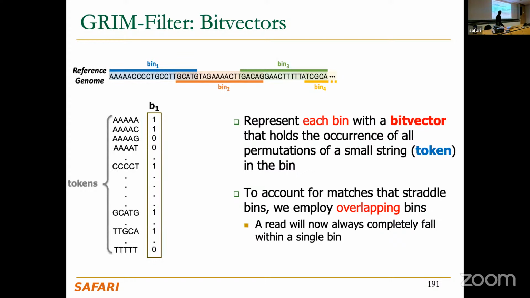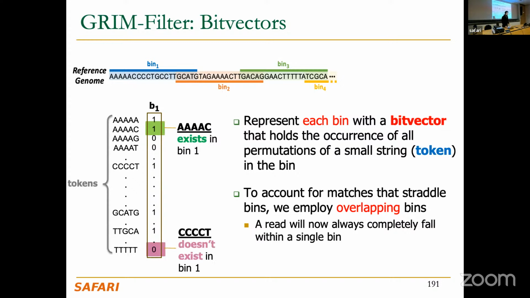In Greenfilter, assume that this is the reference genome, we're chunking this into bins, right? And for each bin, we're creating a bit vector. So this bit vector is basically just including a bunch of zeros and ones. And basically, this is telling us whether that particular k-mer exists in that particular bin or not. So this is the only thing that's telling us. It's not really giving us the position information, but the position information is somehow inherently contained with the bin because we know where the bins are. So these are the bit vectors that we're constructing for every bin in the reference genome.